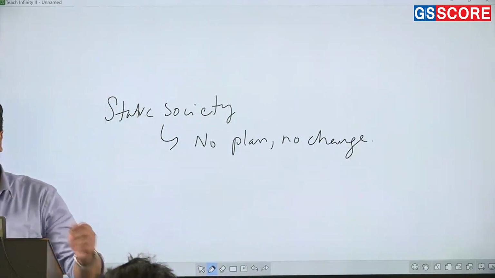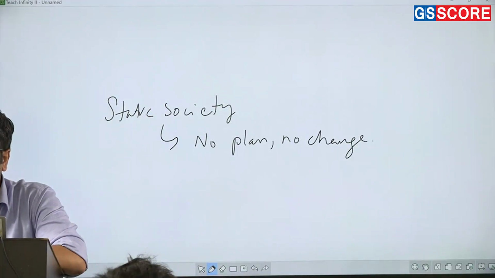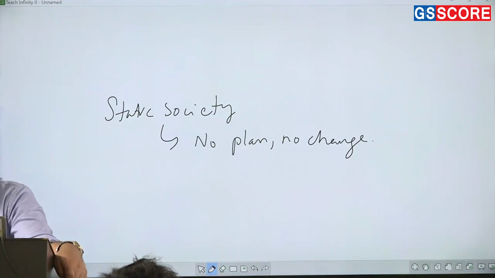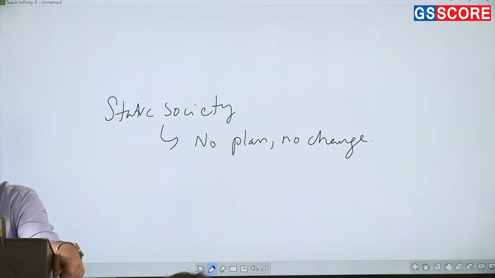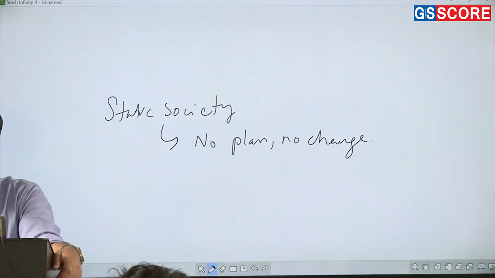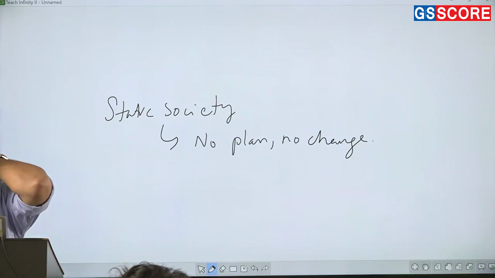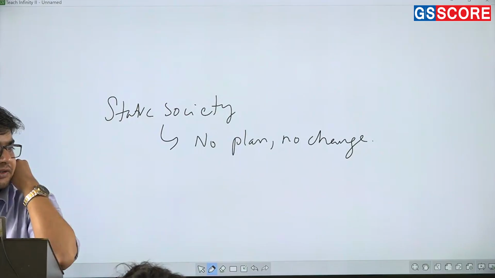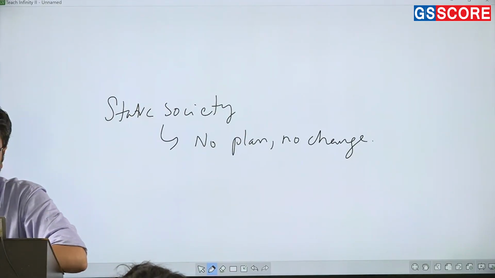No plan, no change. There are societies where you will find that there is no plan and nothing is changed; they are stagnant in a manner. Or there are very small pockets of change, as well as pockets of resistance. In spite of favorable circumstances for change, there will not be much change. For example, you can talk about North Korea and places like that.